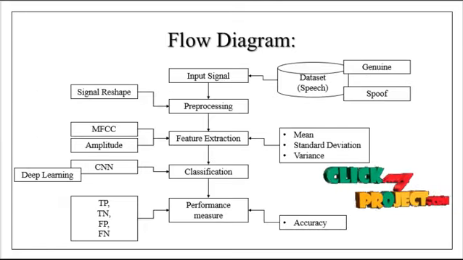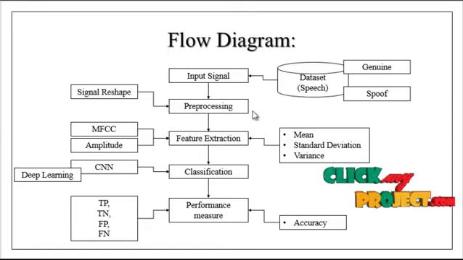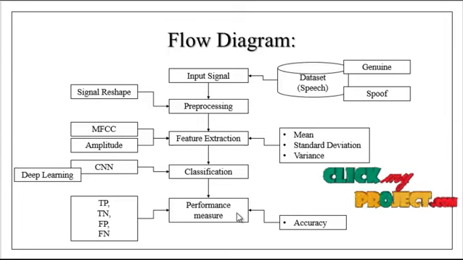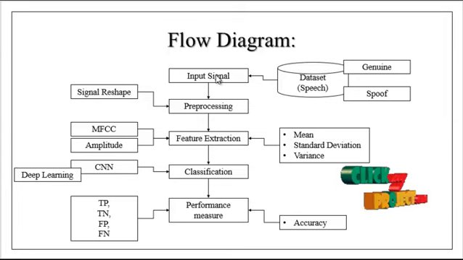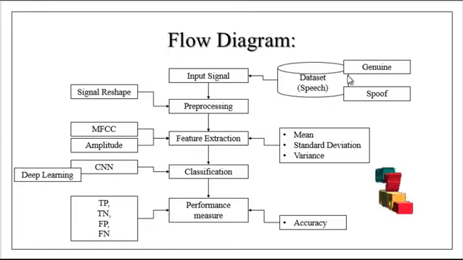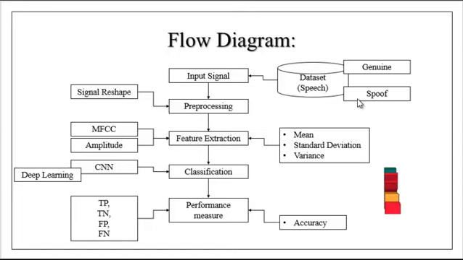Now we're going to discuss the flow diagram of the process. This is the overall working flow of this project. This project consists of the following modules: input signal, pre-processing, feature extraction, classification and performance estimation. At first, the input signal is taken from the dataset. The dataset consists of a lot of speech signals, having genuine voices as well as spoofed voices. So we have to import any one data from the dataset.